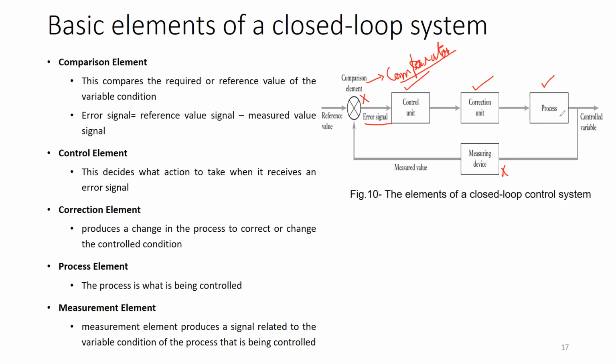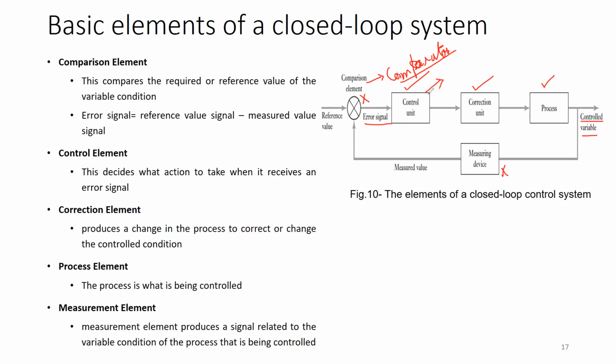When the process has been implemented, you will get a controlled value, and again that value will be read by the measuring device, and that measured value will be sent to the comparison unit. If there is some difference or error, that error signal is again sent to the control unit. The control unit will decide what to do, and then the correction unit will implement that change and send it to the process. This is how the cycle goes on. So from the reference value you have a comparison unit, then a control unit.